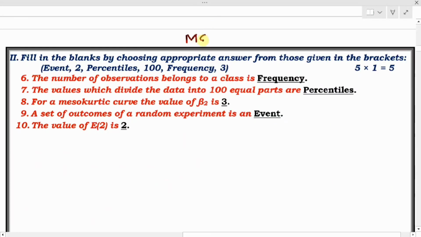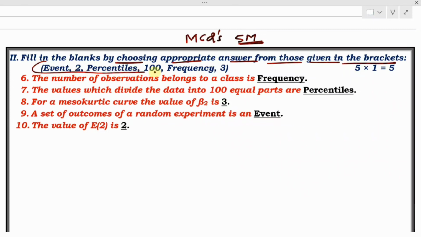After MCQs for 5 marks, let us get into fill in the blanks. That too, choosing the appropriate answer from those given in brackets. Already answers will be given in the bracket. We have to choose which answer suits which question.